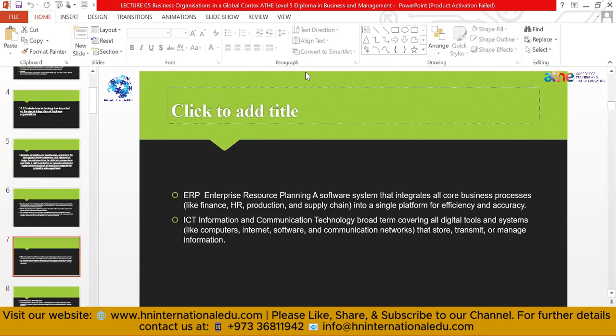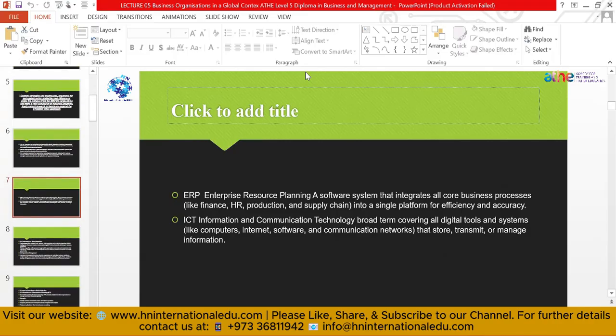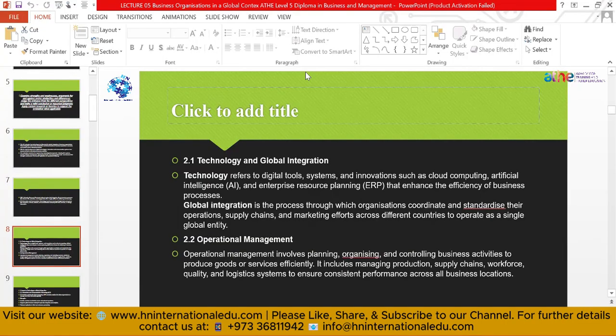Okay, these are just the terms which I'll be using next. ERP is Enterprise Resource Planning and ICT is Information Communication Technology. The point is technology and global integration. Technology refers to digital tools, systems, and innovations such as cloud computing, artificial intelligence, and enterprise resource planning that enhance the efficiency of business processes.